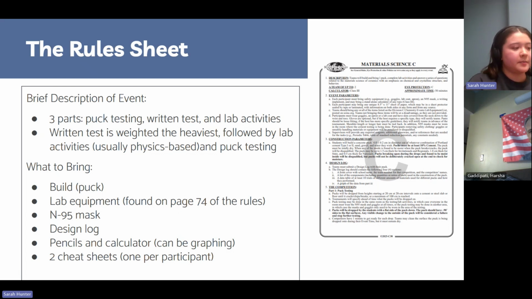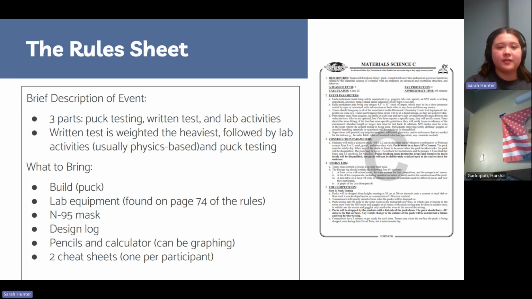And then the puck testing is an interesting component of this event. So basically you'll be creating a puck, kind of like what I had in the previous slide, that image. It looks a bit like a hockey puck made out of cement. And there are some parameters that you have to meet with this puck. It has to be 4 centimeters in diameter, and it must be at least 10% cement. And you can make it out of different materials. And basically what you'll do with the puck during the event is you will drop it from a certain height several times until it breaks.